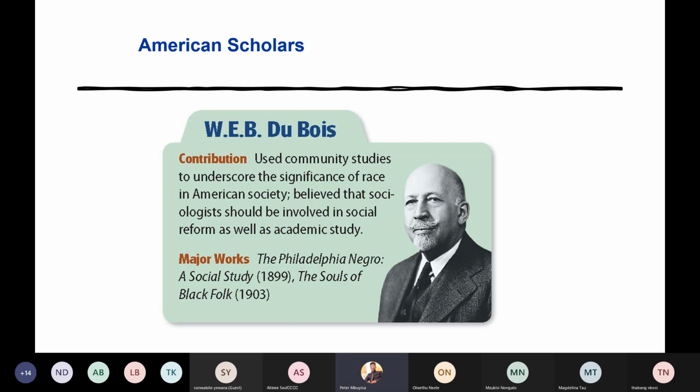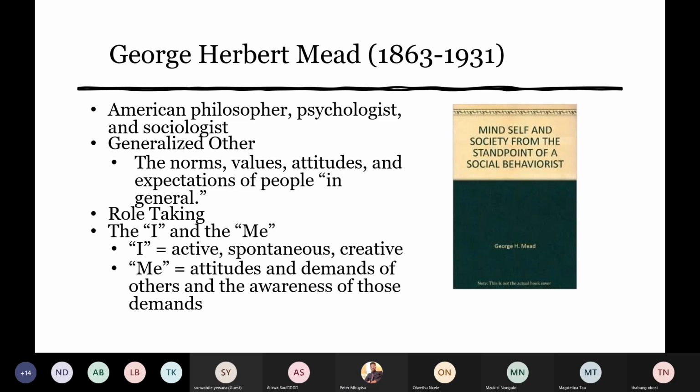And then we have George Herbert Mead, next guy, who was an American philosopher, psychologist, and sociologist. So the person's work was more on the social sciences, really. Social sciences.